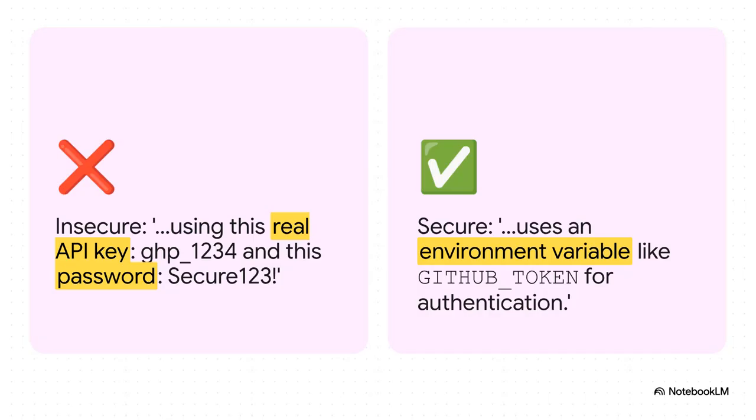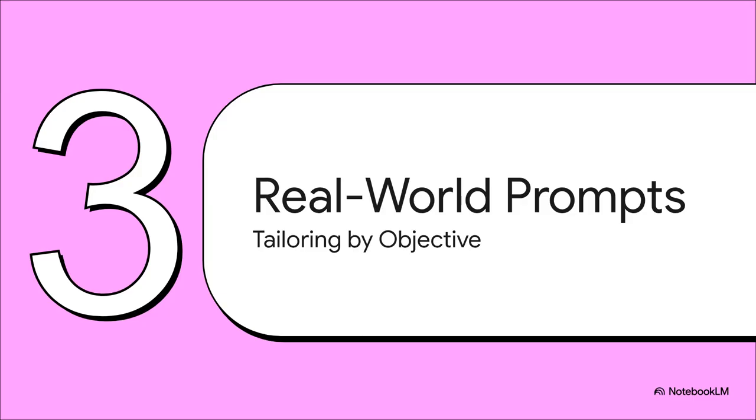This slide shows exactly what I mean by placeholders. The insecure prompt on the left has a real API key and password hard-coded right into it, which is a huge no-no. But the secure version on the right gets the same job done by using generic stand-ins. The AI understands the structure of the code it needs to write, but no sensitive data ever leaves your computer. It's brilliant.